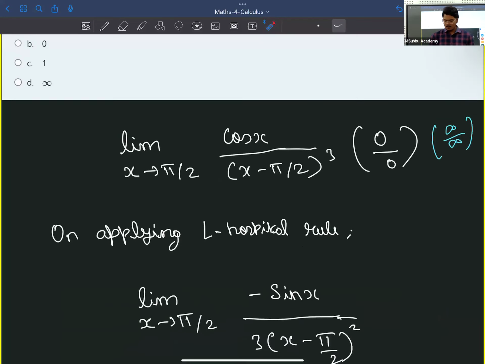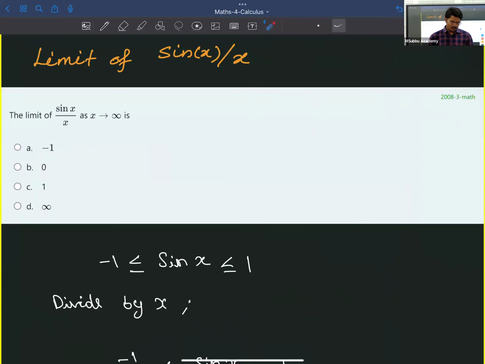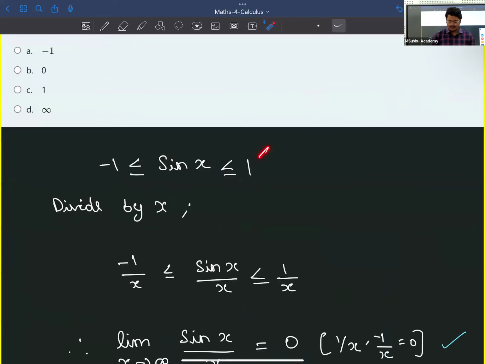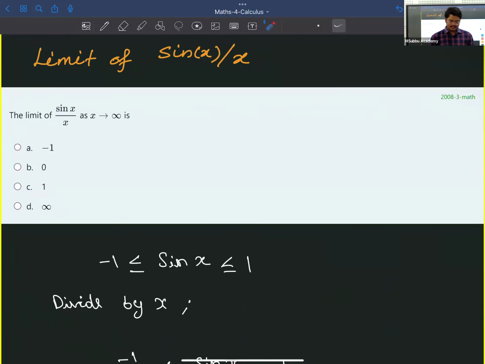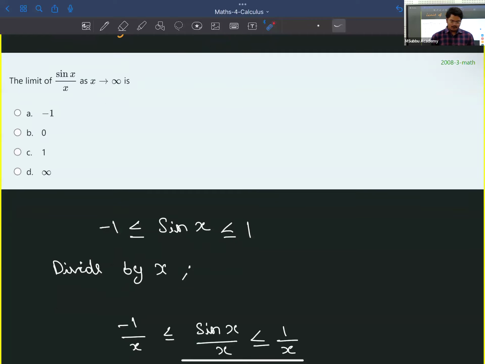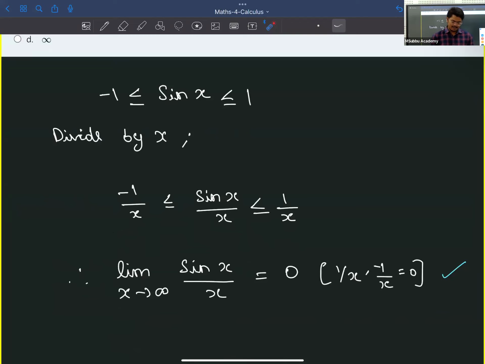I hope you guys are clear. We'll move on to the next question. Okay, limit of sin x by x. Everyone must know the sin x range is nothing but -1 to 1. So that is what we have taken here. They have asked the limit as x tends to infinity of sin x by x, so we have to find the sin x by x range. Just divide by x on each and every term. So -1 by x is less than or equal to sin x by x, which is less than or equal to 1 by x.